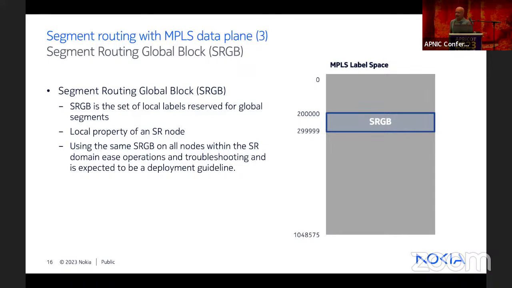Now, it kind of goes without saying, but I'll say it anyway. It makes sense if you use the same SRGB range on every node in your network. It just makes life a lot easier if all of the nodes in the network have the same SRGB. Now, this may not be possible all the time, but I will not say much more about it until a little bit later when you have more of a grasp of it. But for now, good practice, we want to have the same SRGB range on every node in our network.